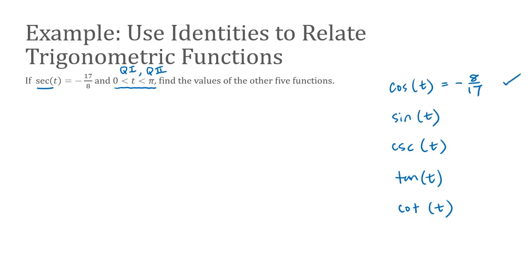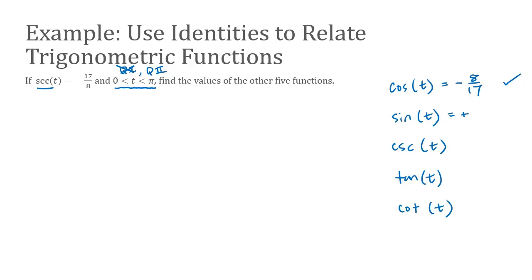And if the cosine is negative, then we cannot be in quadrant 1 because quadrant 1 has only positive sine and cosine. So we're not in quadrant 1, we are in quadrant 2. If we're in quadrant 2, that tells me that the sine is going to be positive, so I can already put that positive sign there just to remind myself.